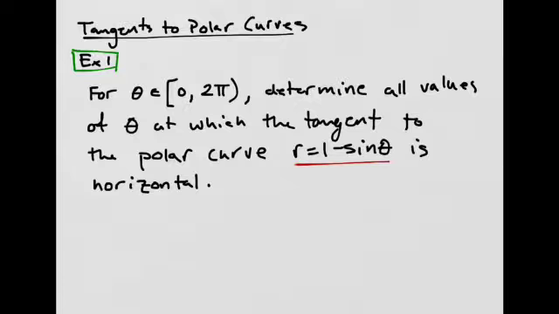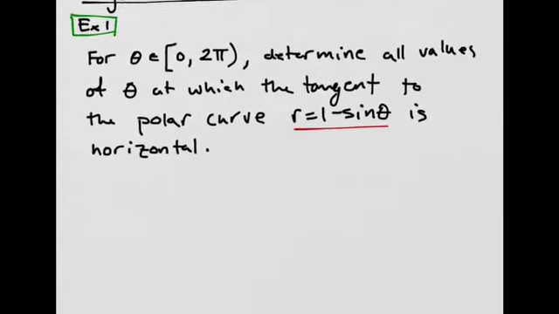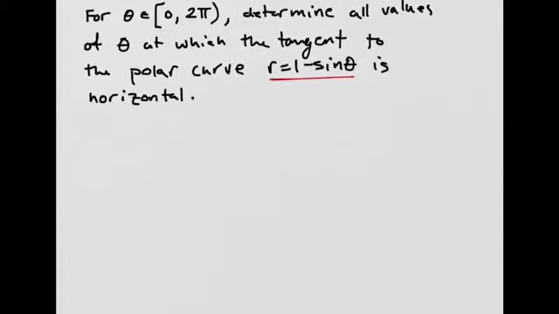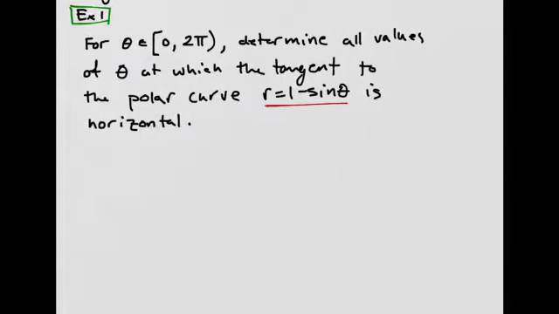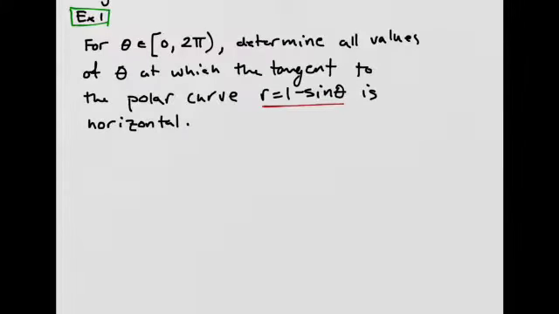Now after this, I'm going to see if I can draw the graph for you. So I'll just graph it on my calculator or something. But first, we must know if the tangent is to be horizontal, that means the slope of the tangent line is 0. It has a slope of 0.